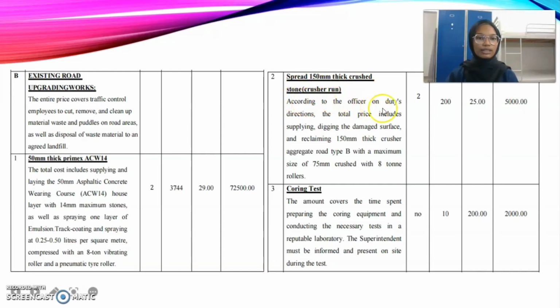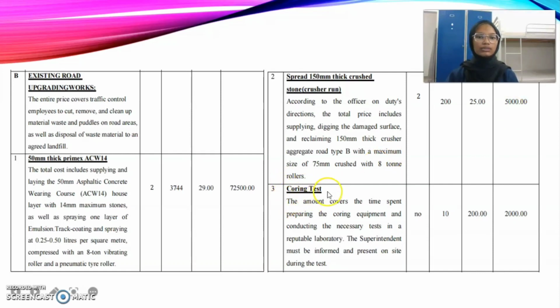According to the officer on duty's direction, the total price includes supplying, digging the damaged surface and reclaiming 150 millimeter thick crusher aggregate road type B with a maximum size of 75 millimeter, crushed with 8 tonne rollers. The unit that we need is 2 and the quantity is 200, so we just multiply with 25 ringgit, the price for 1 unit, and the total is 5,000 ringgit.